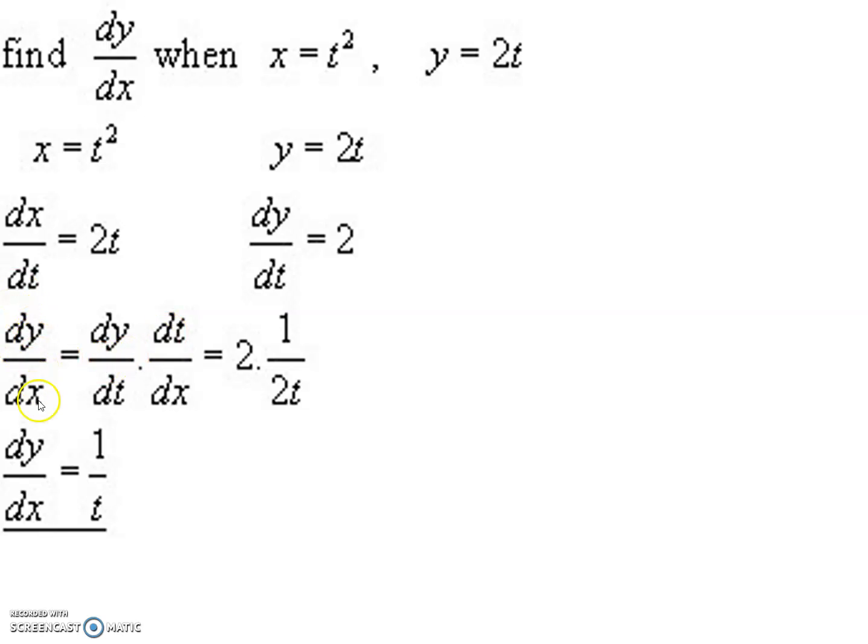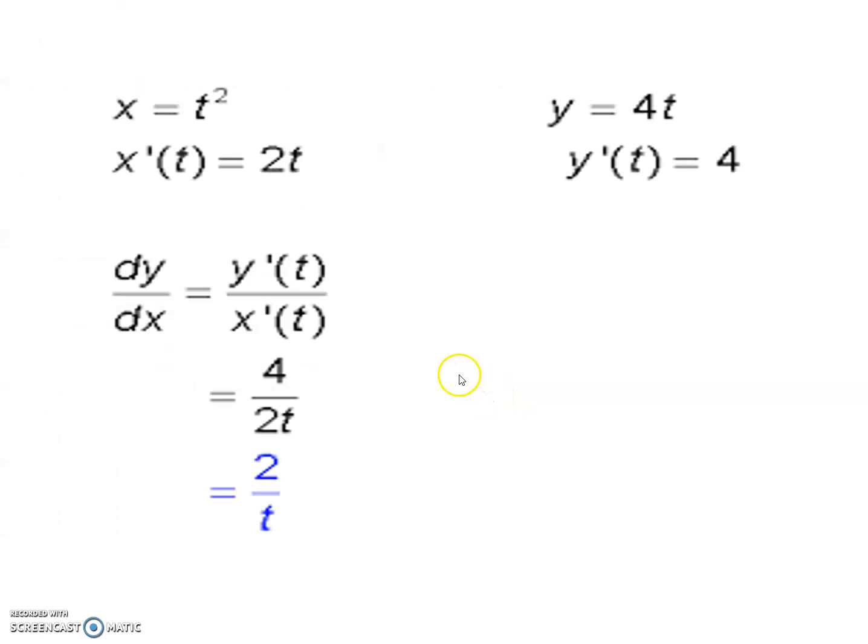We know that dy by dx is dy by dt upon dx by dt. That's why dy by dt into dt upon dx, we have to multiply. So 2 into 1 upon 2t, the 2 gets cancelled. Final answer is dy by dx is equal to 1 upon t. Or you can write dy by dt upon dx by dt. We derive the same answer in the parametric function t.